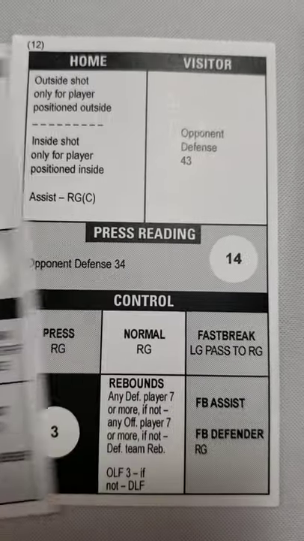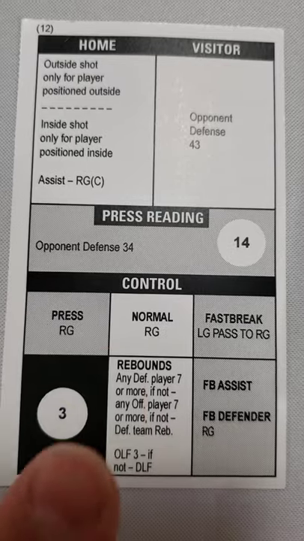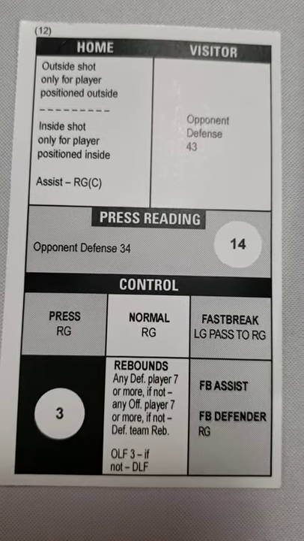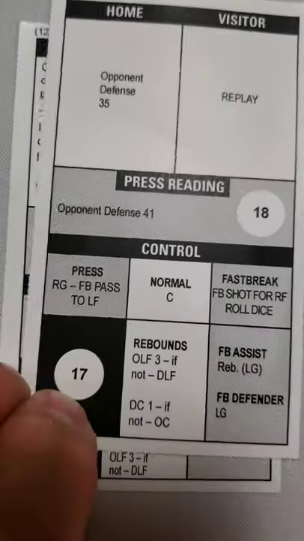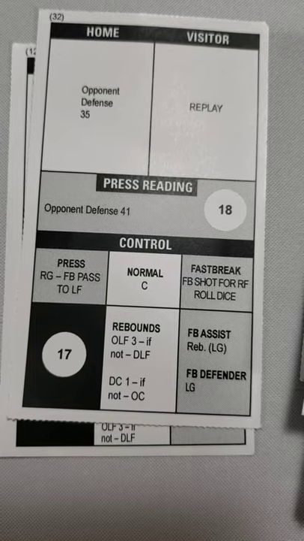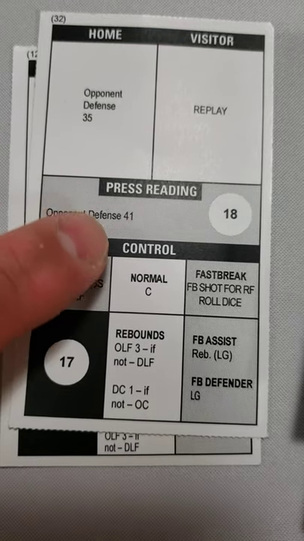So basically, visiting team got the ball. Right guard has the ball. It's a single position. So, you know, you flip the next card. In this case, it says visiting team replay. Play broke down. You automatically go and look at who has the ball.